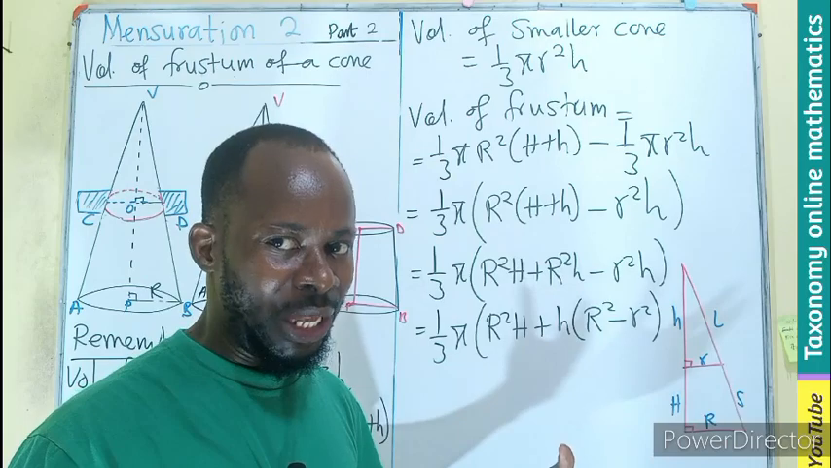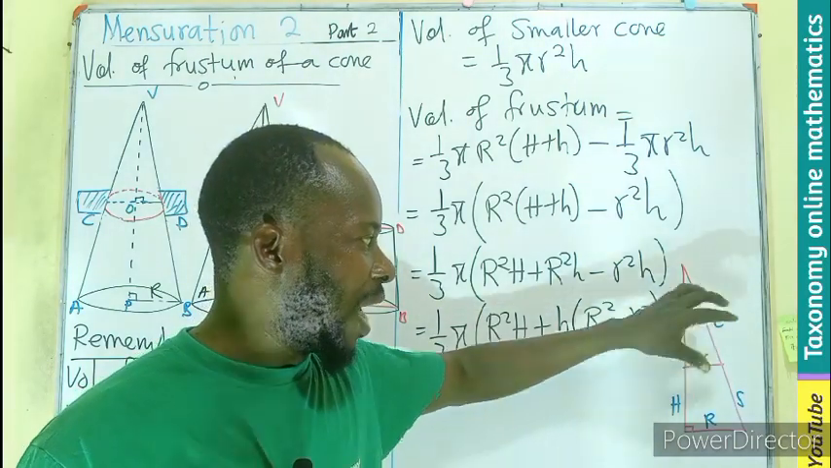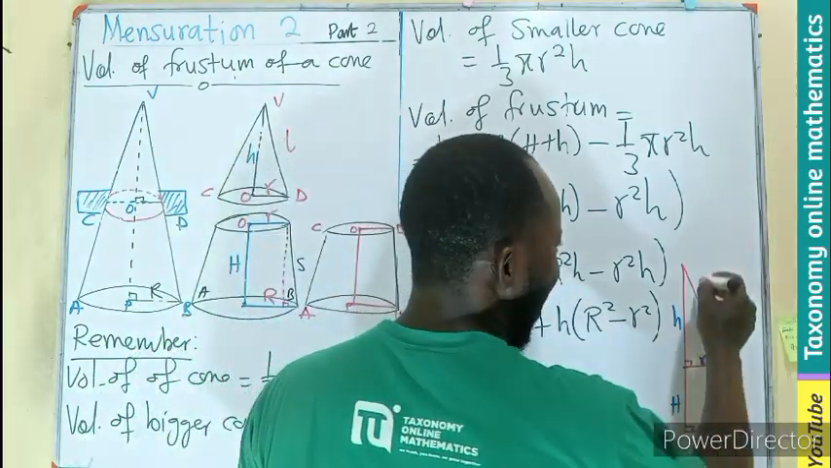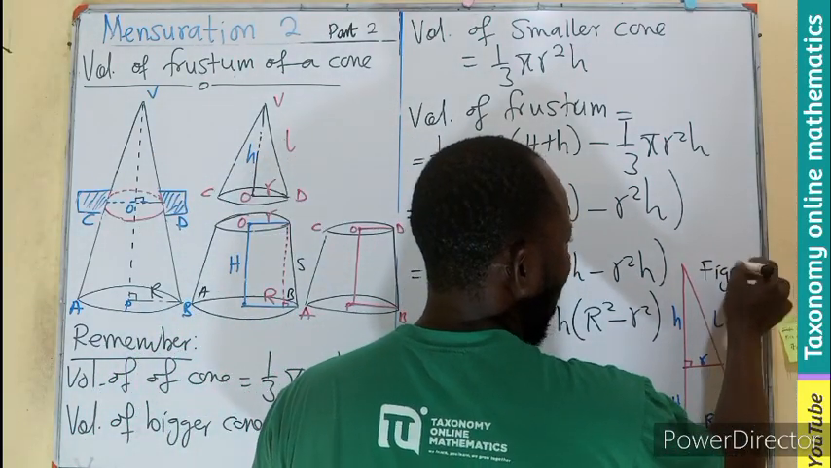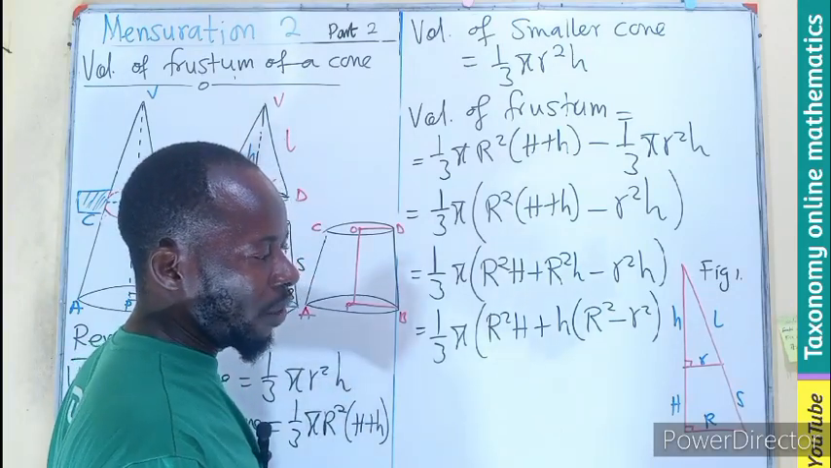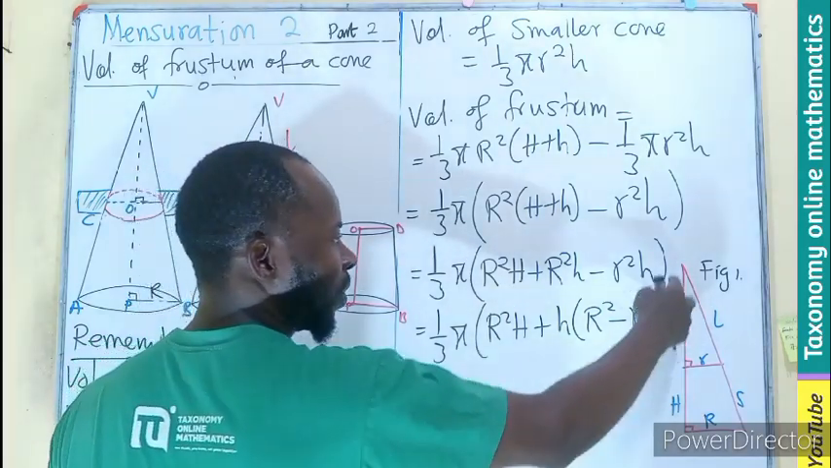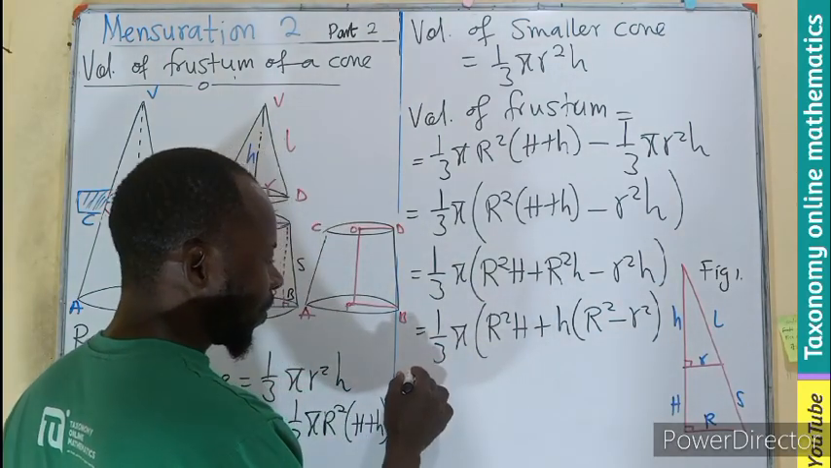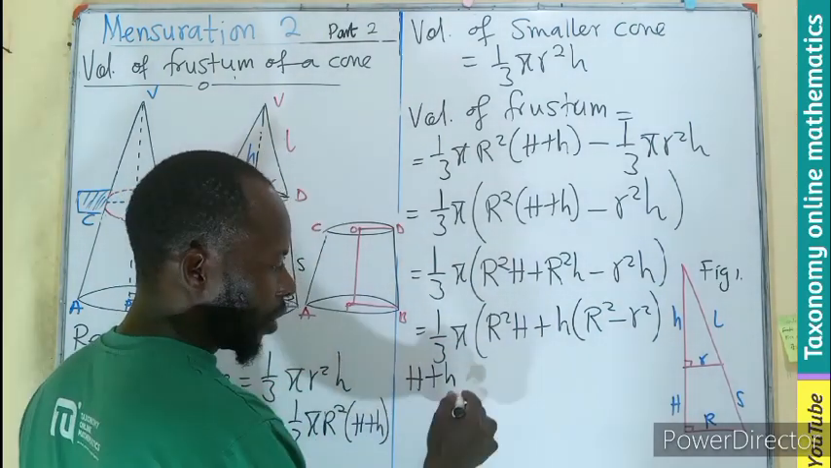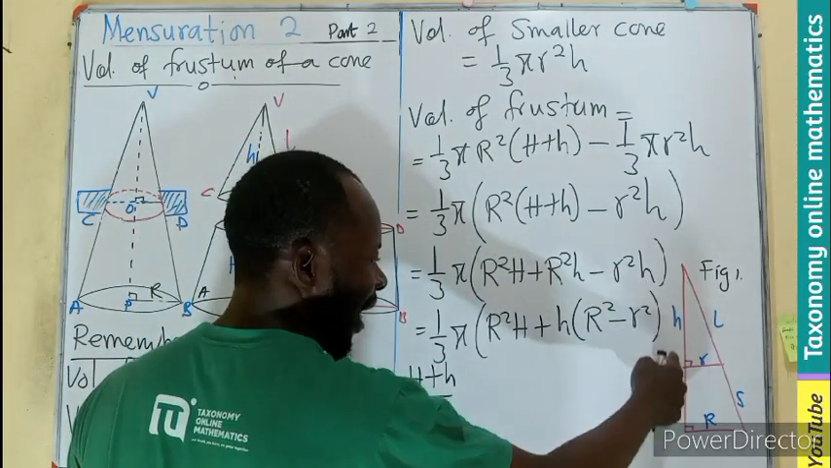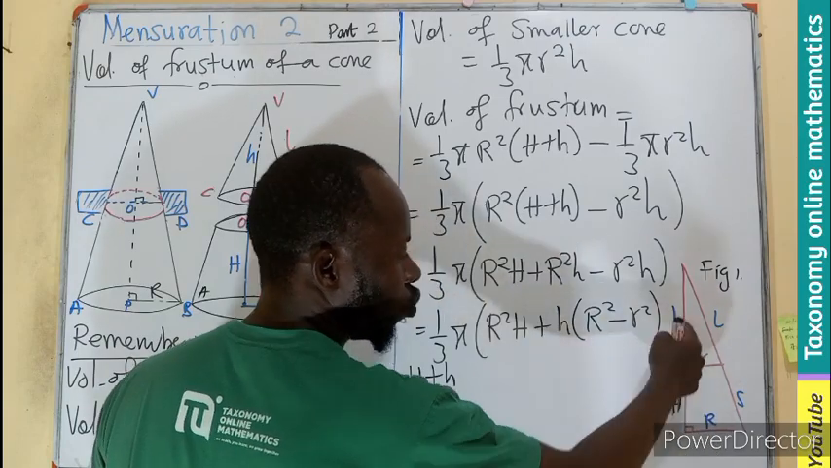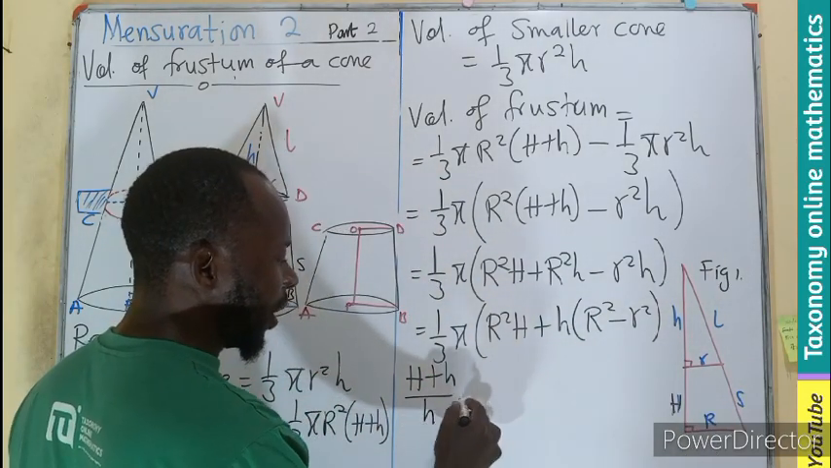One triangle has been enlarged to form the other. The smaller one has been enlarged to form this. So let me label this as figure one. From the figure, we can find the ratio of their corresponding sizes. The longer side is H plus h, and I am comparing it to the smaller one, which will be h.